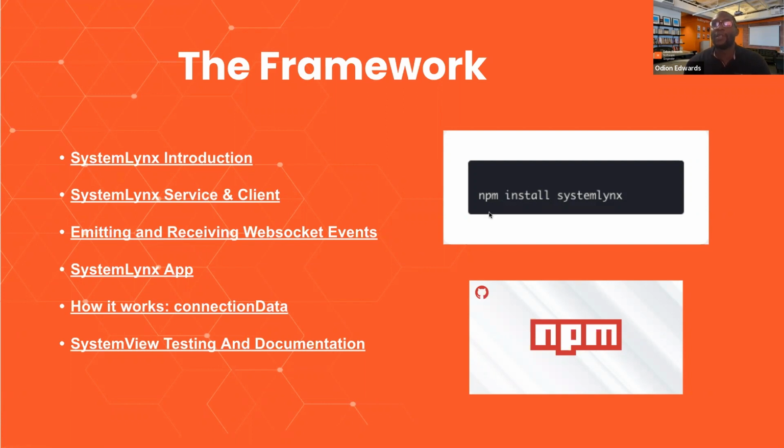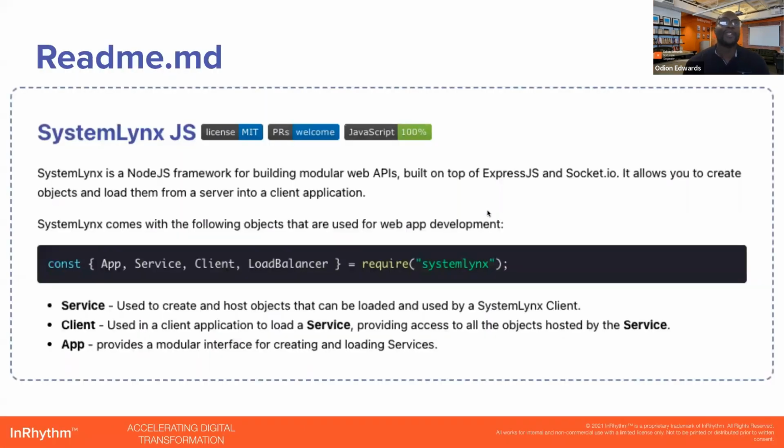SystemLynx is an NPM module, so it can be installed using npm install SystemLynx. This is a snippet from the README. SystemLynx is a Node.js framework for building modular web APIs built on top of Express and Socket.io. It allows you to create objects and load them from a server into a client application. SystemLynx comes with the following objects that are used for web API development: an app, service, client, and load balancer.